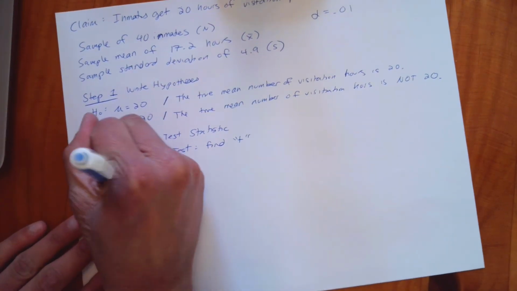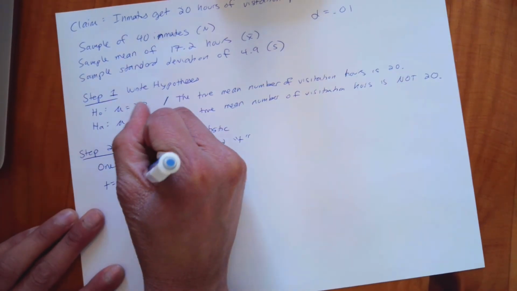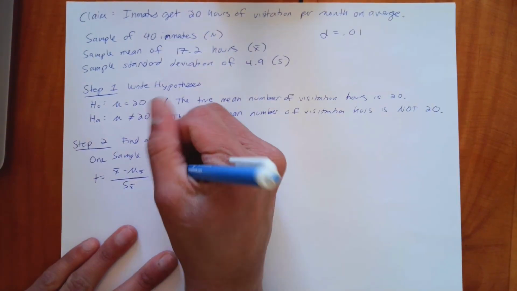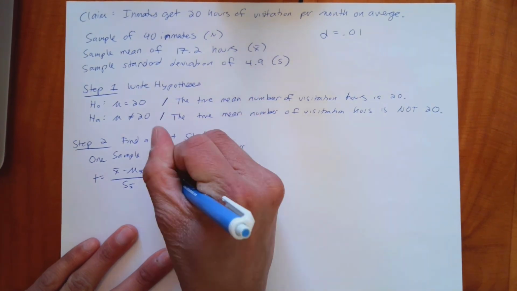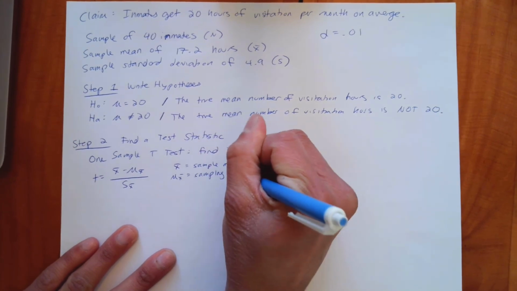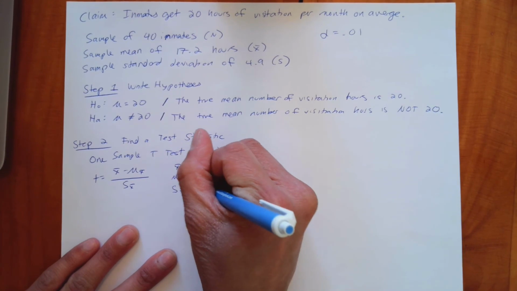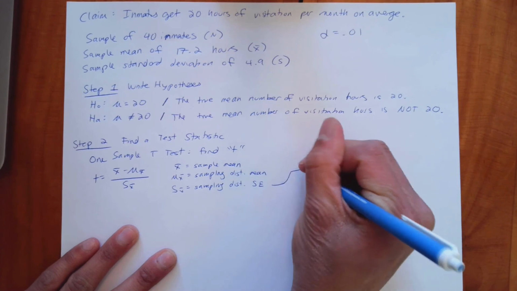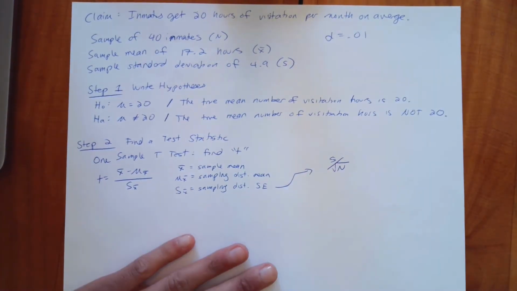We calculate the t-statistic using this equation here, where x bar is your sample mean, mu of x bar is the sampling distribution mean, and s sub x bar is the sampling distribution standard error, which we calculate using this equation here. So I'll calculate this one right now.